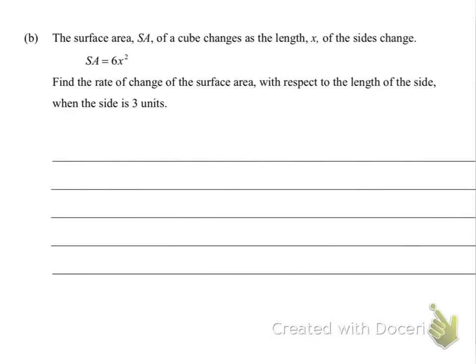We want the surface area. I've got the surface area. We want a rate of change. A rate of change means we have to differentiate. So multiply by the power, reduce the power by 1. The side is 3 units, so put x equals 3. Pretty easy.